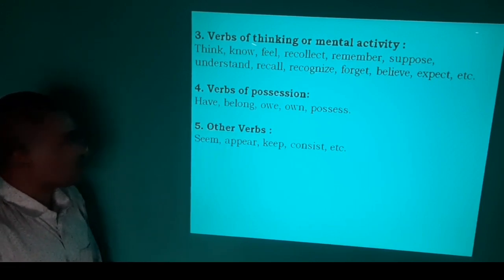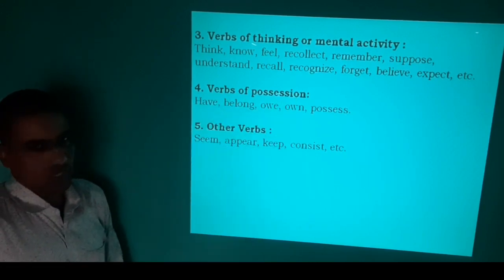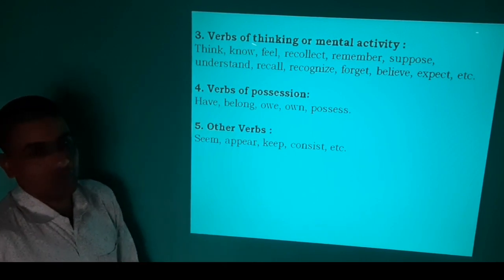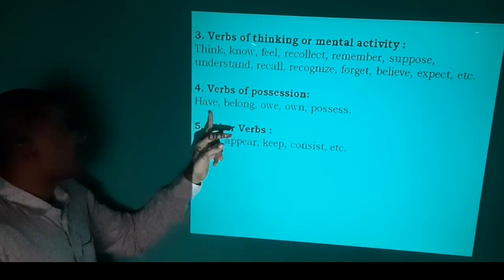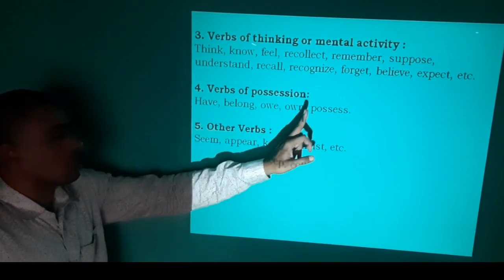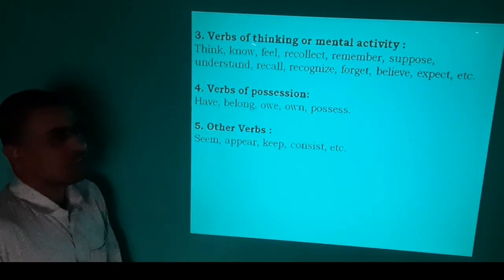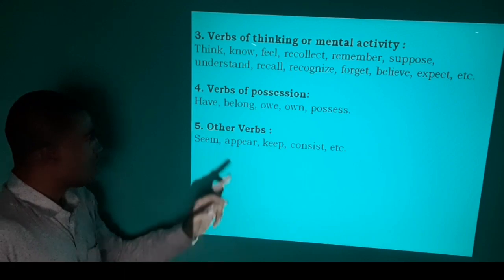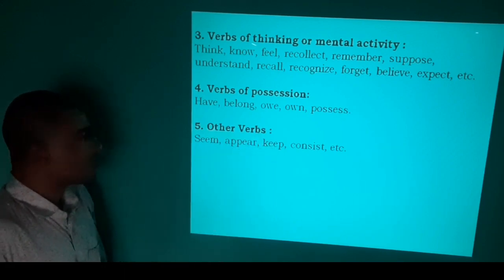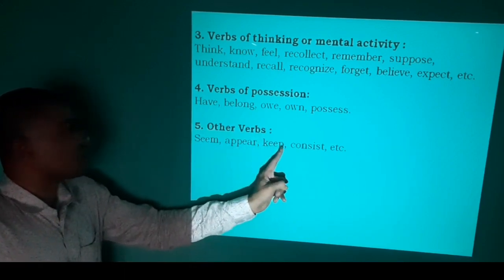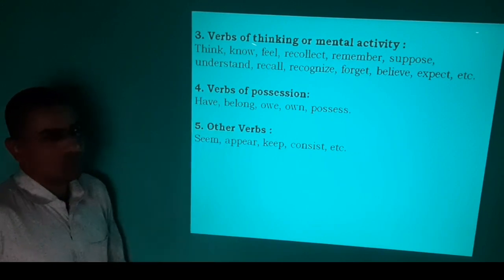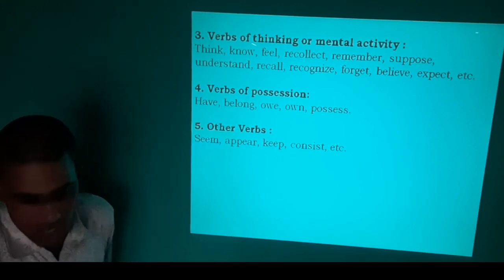Verbs of possession, ownership, belongingness, when you talk about have, belong to, own, possess. All these verbs we talk about in terms of possession in the simple or perfect. Other verbs, there are certain other verbs also like seem, appear, keep, consist. All these verbs are used only in the simple or perfect.